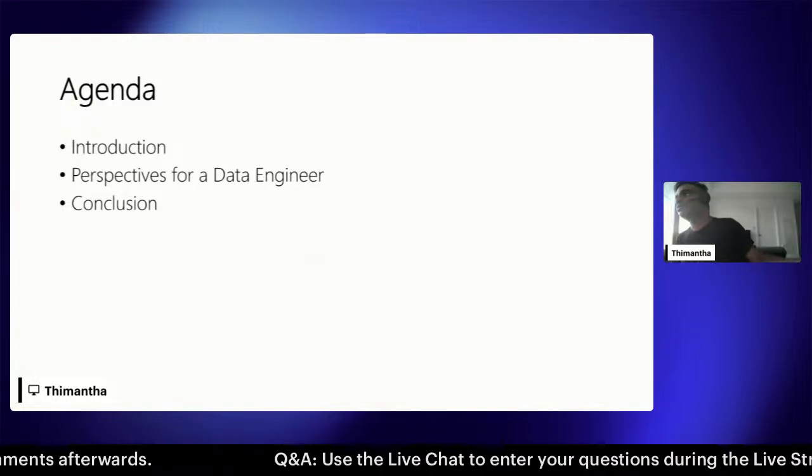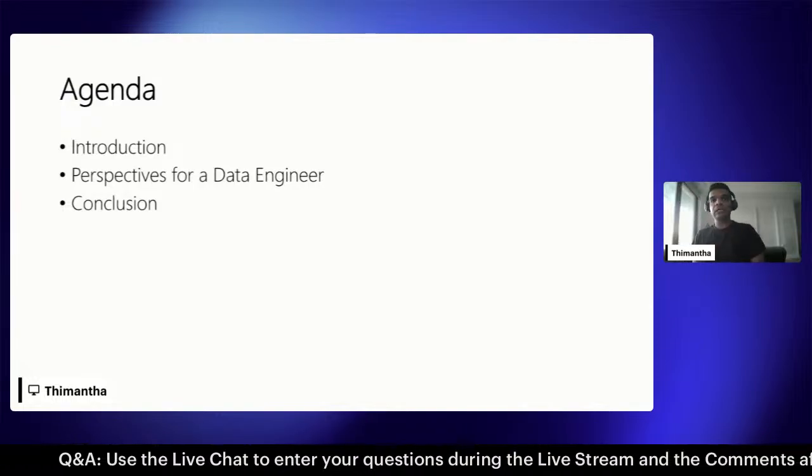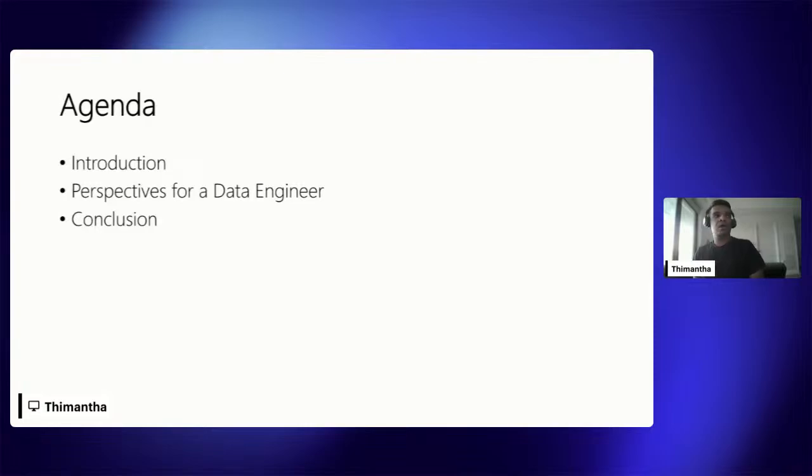Moving back to today's topic, let's look into the agenda. Firstly, we'll get into a basic introduction to this 1,000 item limitation, the very basics of it, starting with what is a Fabric item. Next, we'll head towards the perspectives that a data engineer should consider for this 1,000 item limitation. And finally, we'll wrap up this session with the conclusion.